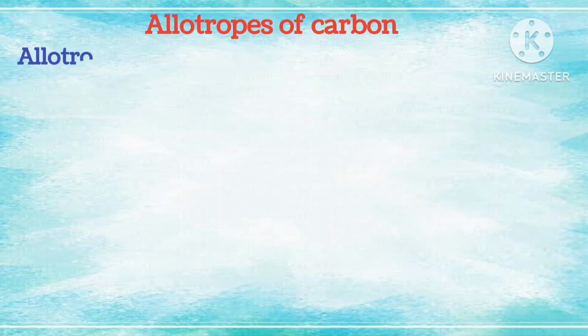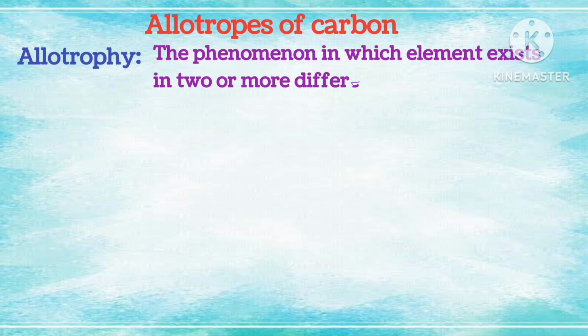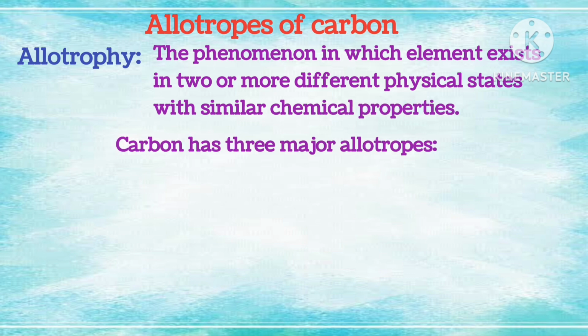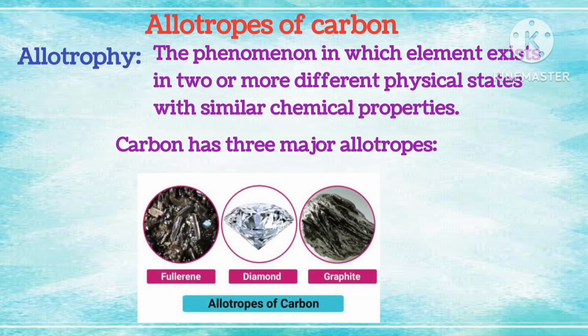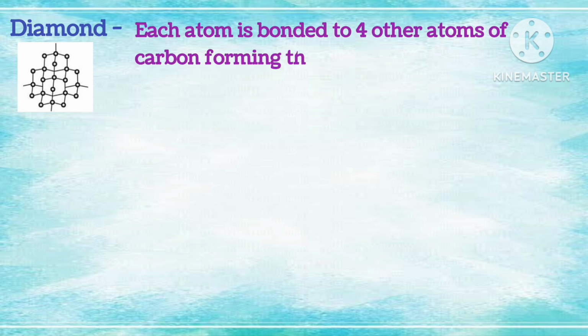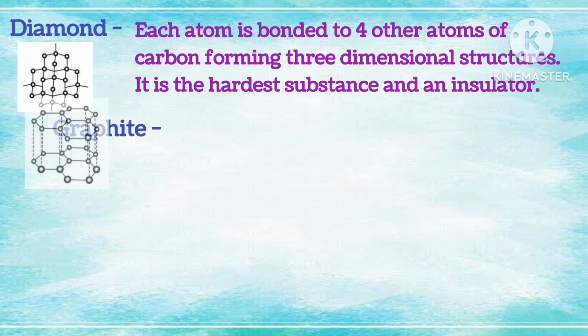Allotropes of carbon. Allotropy is a phenomenon in which an element exists in two or more different physical forms with similar chemical properties. Carbon has three major allotropes: fullerene, diamond and graphite. Diamond. Each atom is bonded to four other carbon atoms forming a three-dimensional structure. It is the hardest substance and an insulator.